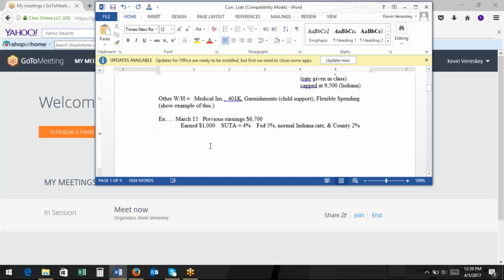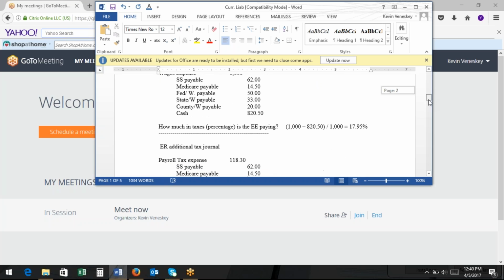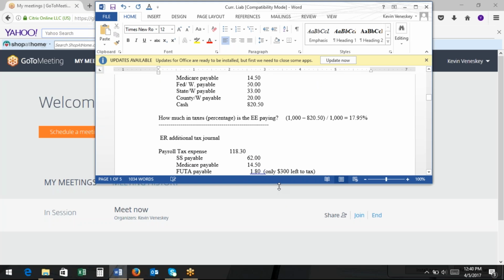So the easiest thing that I like to do is take the cap and then subtract how much I've made. So the cap is 7,000, I've made 6,700. That means of the $1,000 that I've earned, all that's left to be taxed is 300. So when I'm doing the FUTA calculations, I'm not going to take 1,000 times 0.006. I'm going to take 300 times 0.006. And that leaves me with a very small dollar amount of only $1.80.